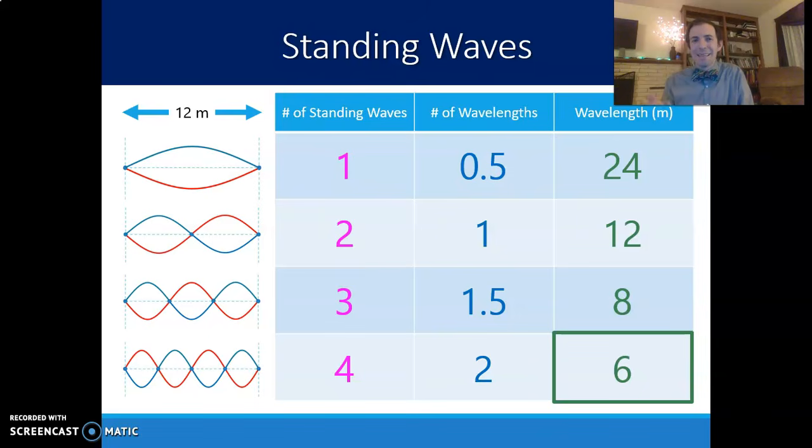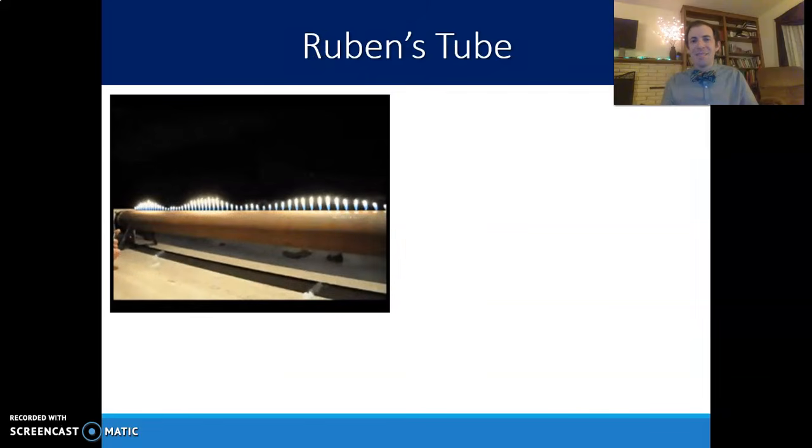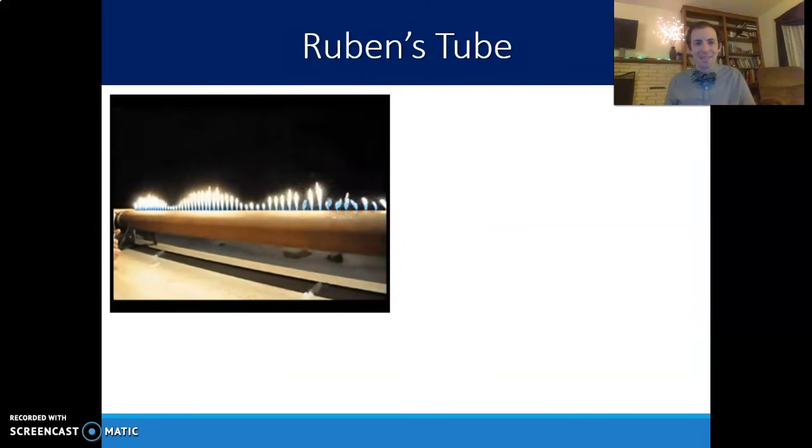Now, it's easy to think of a standing wave as like a jump rope, but the reality is most of the waves that we're talking about in this particular unit aren't physical waves like that. It's waves like sound and light, something that you can't see the wavelength quite as easily. So there are some nifty ways that you can visualize sound. One is using a Rubens tube.